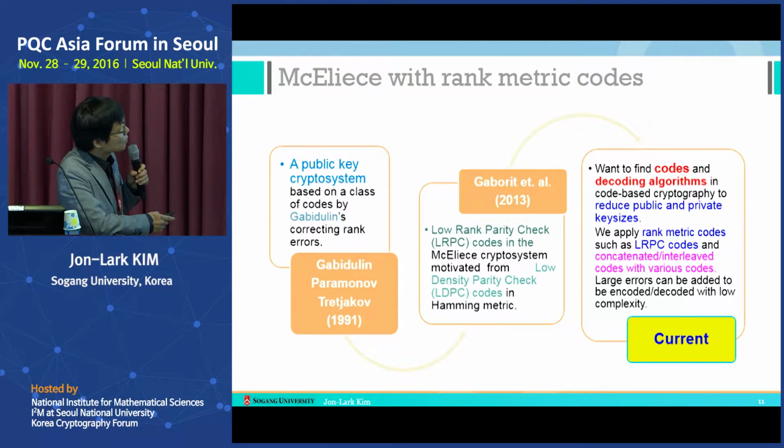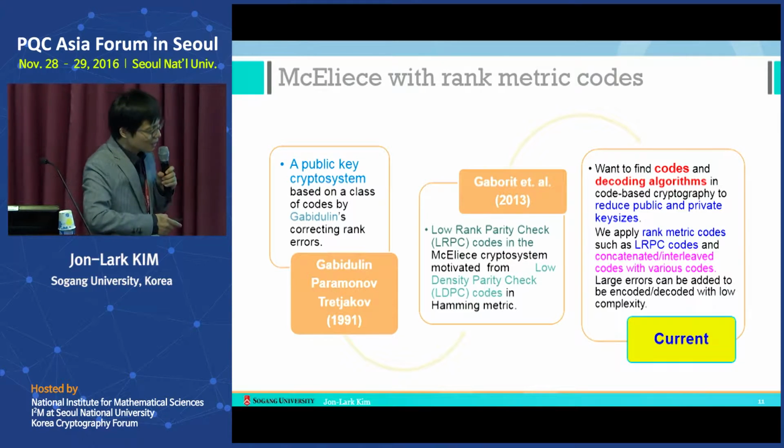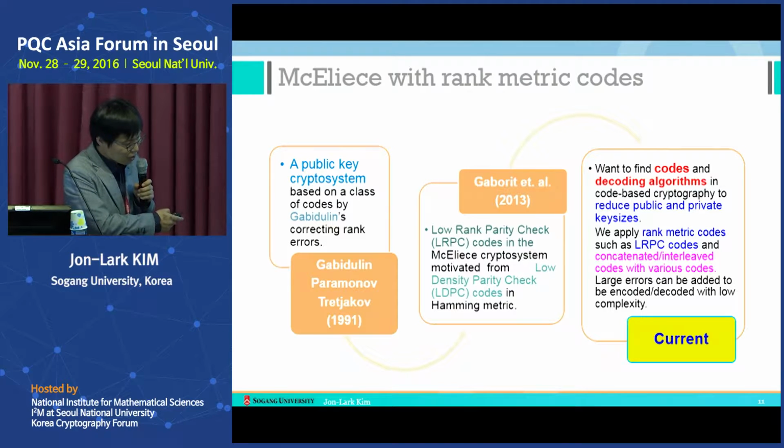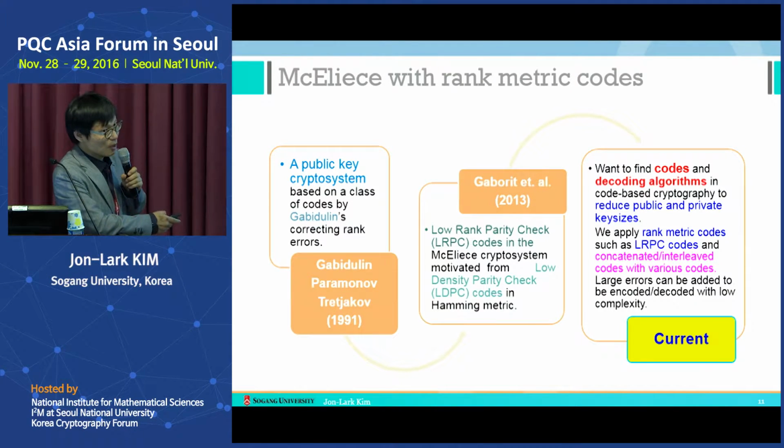And Gaborit revisited his idea, replacing the Gabidulin codes by the low-rank parity-check codes, simply LRPC codes. I don't know why he really thought about LRPC codes. Maybe one of his co-authors, Zémor, is familiar with LDPC codes. So maybe Zémor suggested to imitate the concept of LDPC codes in the low-rank parity-check codes. This is my guess.